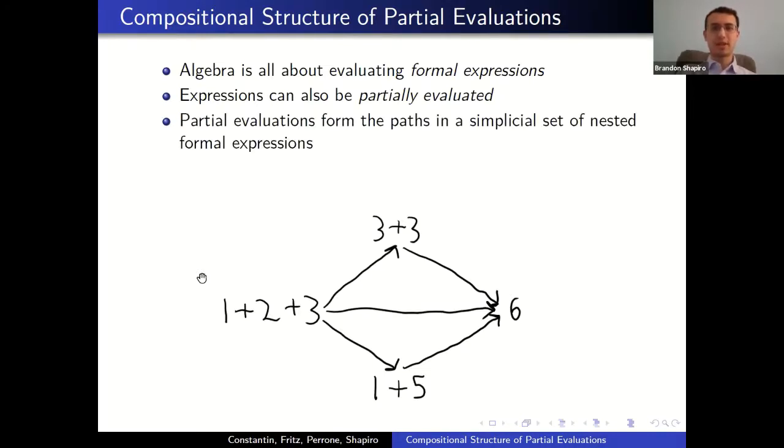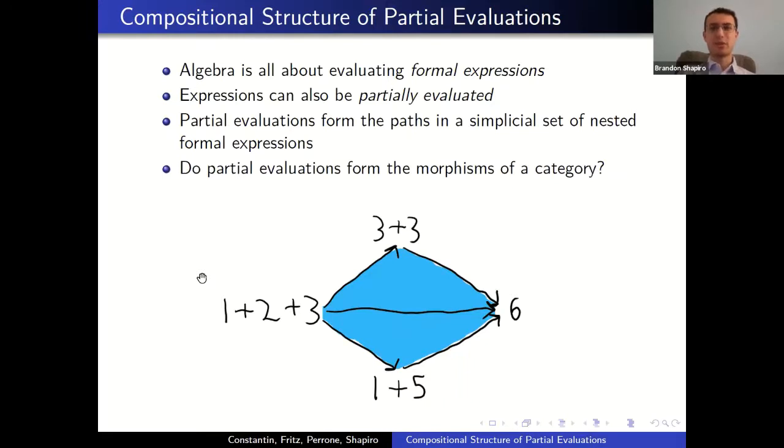And what we study is how you can actually add higher dimensional structure to this picture. I'll show you what it means to fill in these triangles and even add higher dimensional cells to a drawing like this. The motivating question in doing this is: do these partial evaluations satisfy the axioms of a category? And if not, how close can they get? What sorts of compositional structure do we have here?